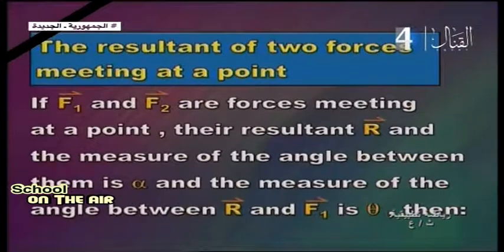If we have F1 and F2 forces meeting at a point, the resultant's symbol is R, and the measure of the angle between them is alpha. The measure of the angle between R and F1 is theta. Then we have the rule: R equals the square root of F1 squared plus F2 squared plus 2F1F2 cosine alpha. This is the resultant of the two forces acting on a body or particle, with angle alpha between them.